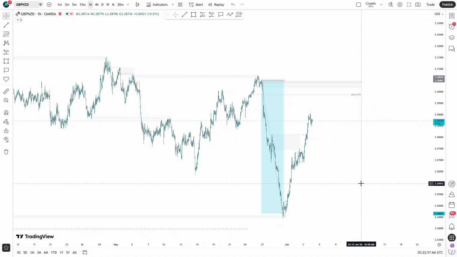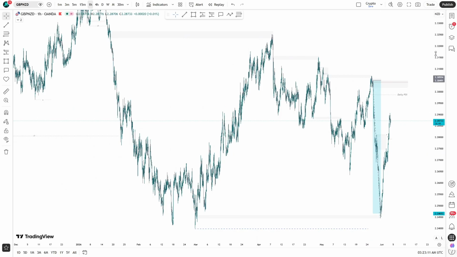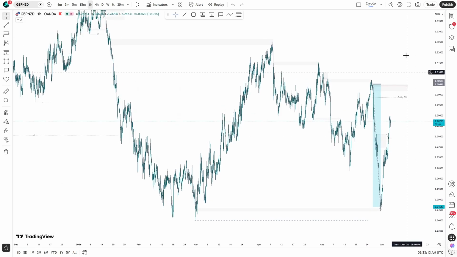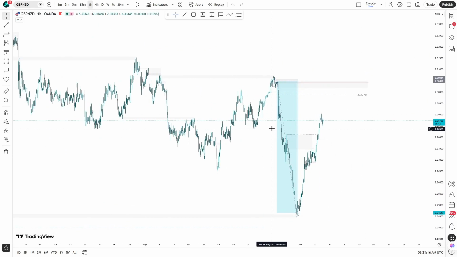Today I'm going to do a case study on GBPNZD. As you can see on the chart, we are on the 1 hour time frame and we are in a serious downtrend. Where we are focusing more is where we enter this trade.